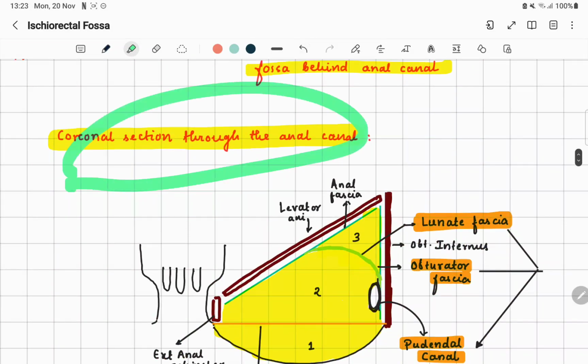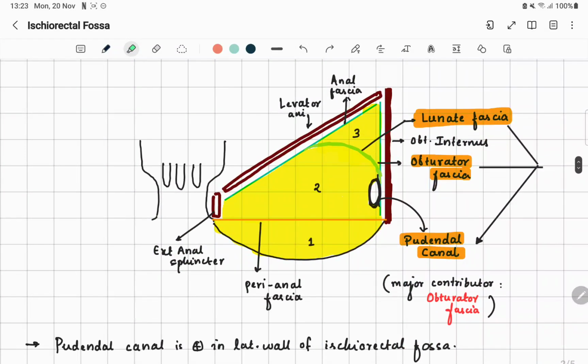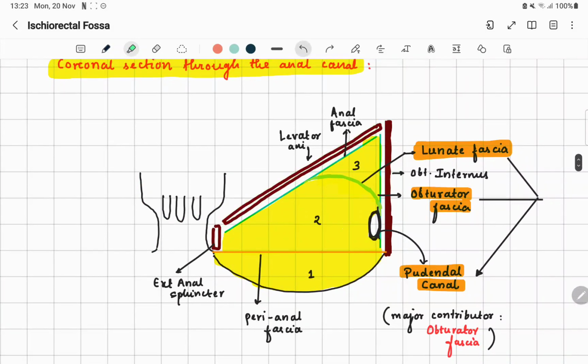And if you take a coronal section through the anal canal, we have our anal canal here, and the external anal sphincter, and the levator muscle, which comprises your pubococcygeus and your iliococcygeus muscle. Then you have the anal fascia. This is the anal fascia, which covers the pelvic diaphragm from below.